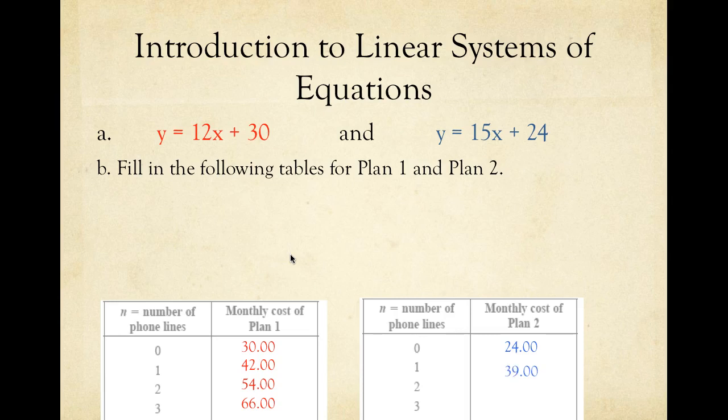And as we continue to plug in these numbers, when you plug in 2 for x, when you plug in 3 for x, and when you plug in 4 for x, we now have 5 ordered pairs for the first, the red graph, and 5 ordered pairs for the second, the blue graph.